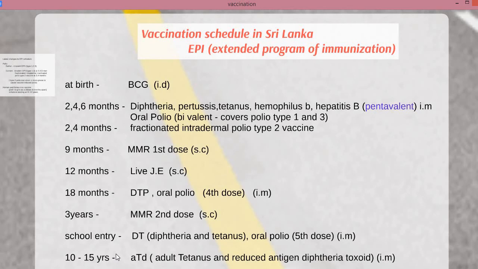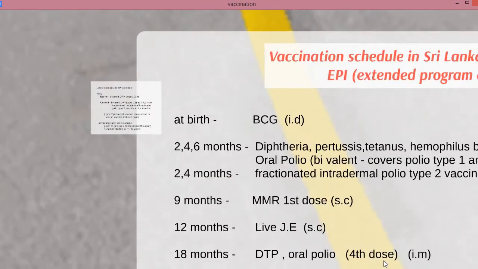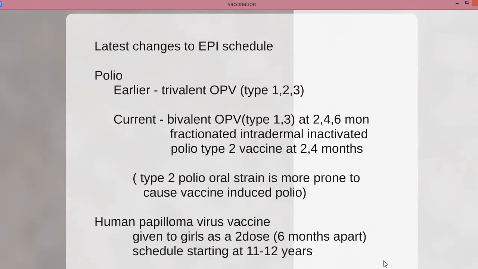At 10 to 15 years, a final vaccine for childhood is given. At 10 to 15 years, ATD vaccine, or adult tetanus and reduced antigen diphtheria toxoid, is given as an intramuscular vaccine. So there have been some later changes to the EPI schedule.